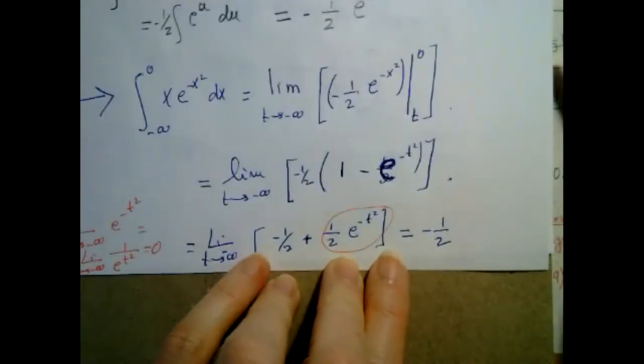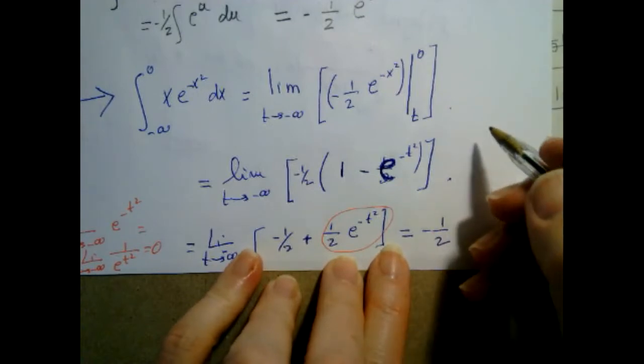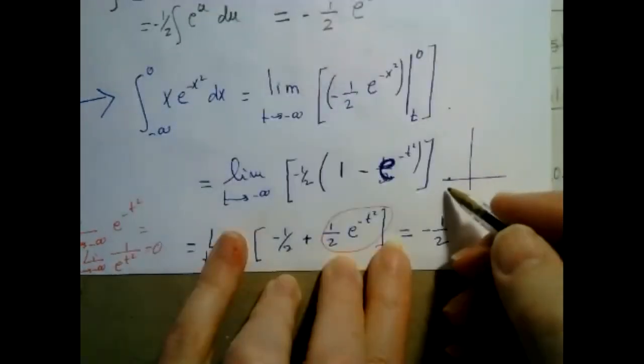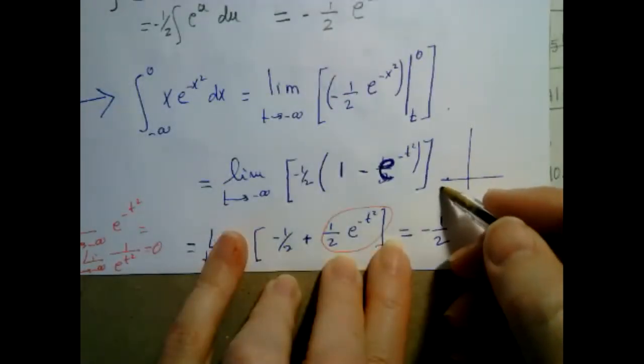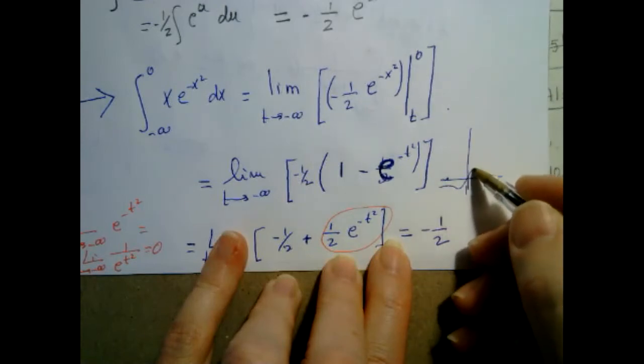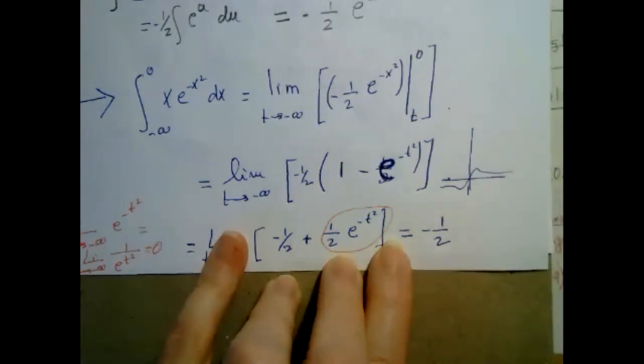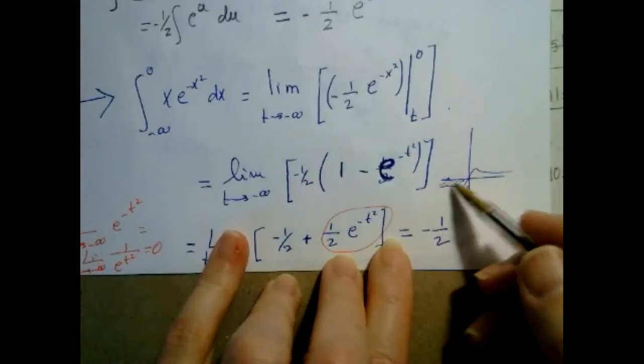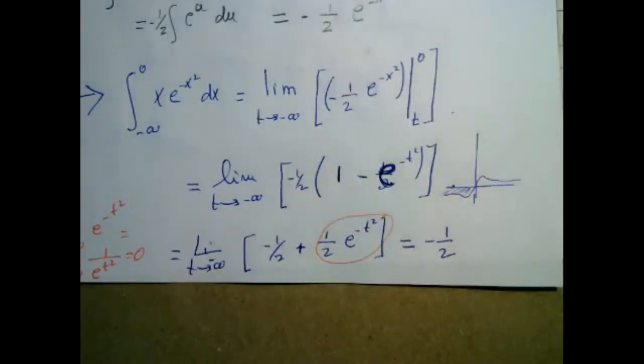So this piece converges. And the reason we're having minus a half is that if we graph the function x e to the minus x squared, the function looks something like that. It dips down, it goes up, and it goes something like this. So that's the reason we're having a negative number here. It actually makes sense. It does not contradict the problem.